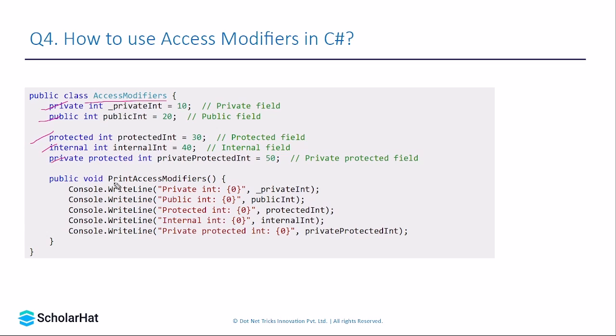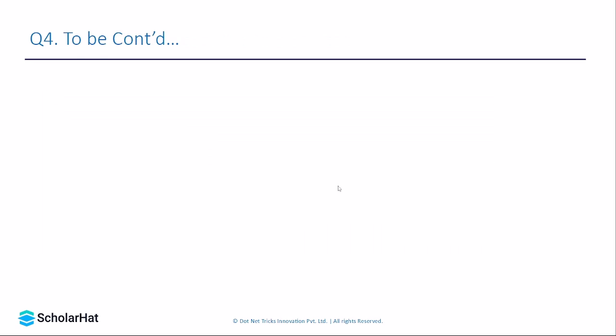And in this PrintAccessModifier method, we are using all those fields. We are printing the value of all those fields on the console. In the first method, we are printing the private int, then the public int, then protected int, then internal int, and then private protected int. So let's understand how this class can be used in the next slide, and how we can access these objects.